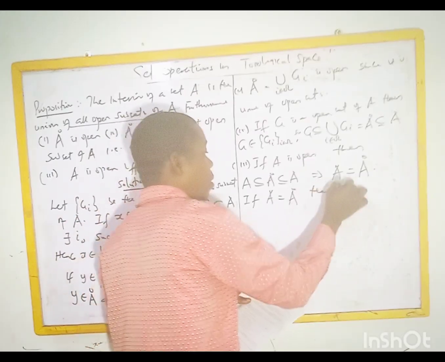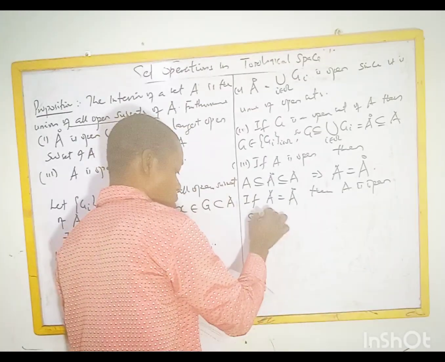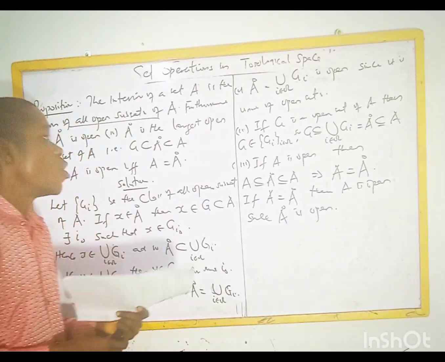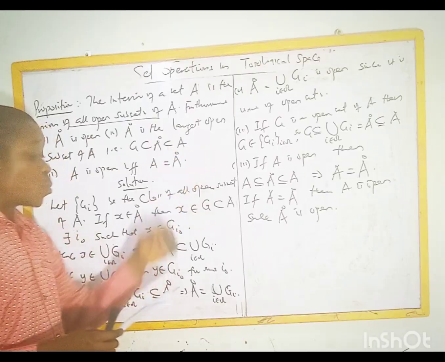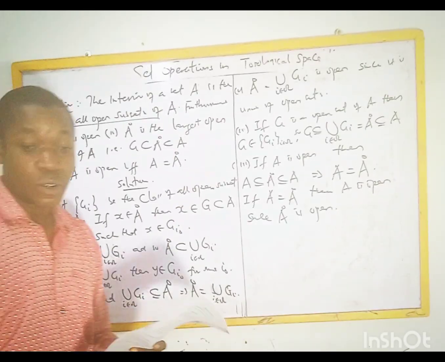So if this is true also, then A is open, since the interior of A is also an open set. So that is how you can prove the proposition of that result. I hope you get it now. So that's all about that.